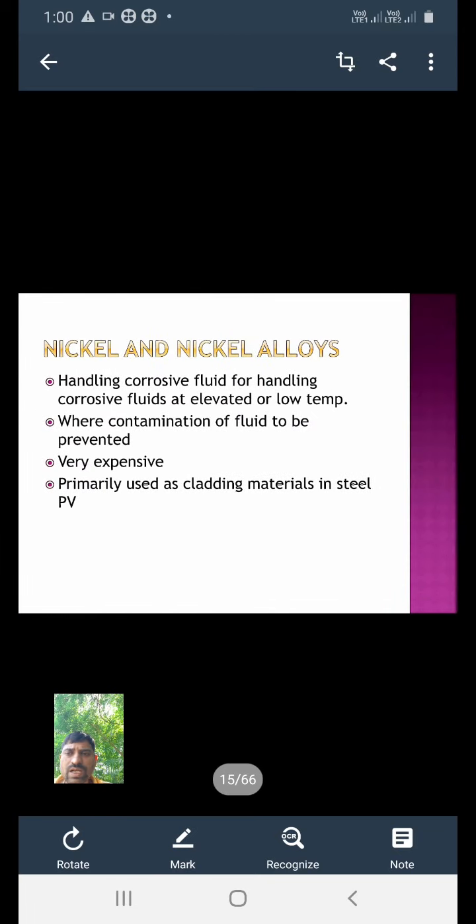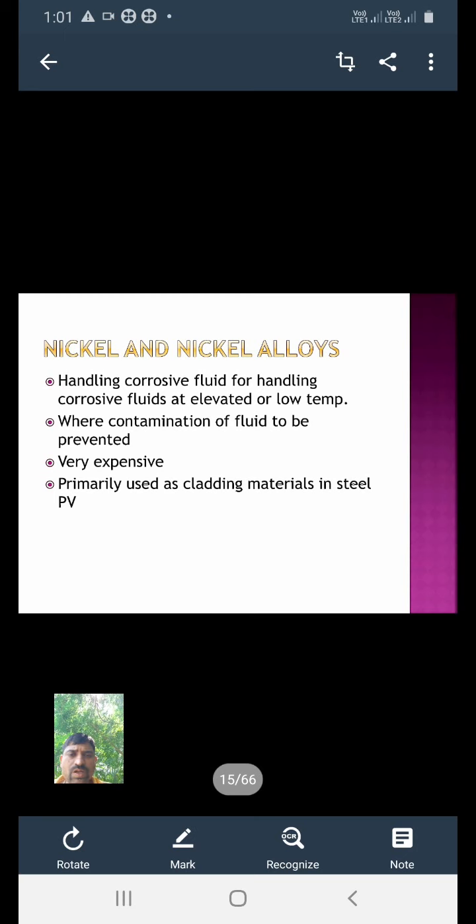The next is nickel and nickel alloys. Nickel and nickel alloys are used for handling corrosive fluid at elevated or low temperature, and where it is necessary to prevent contamination of the fluid. Where this contamination is to be prevented, we use nickel and nickel alloy material. Whereas nickel alloys are very expensive.